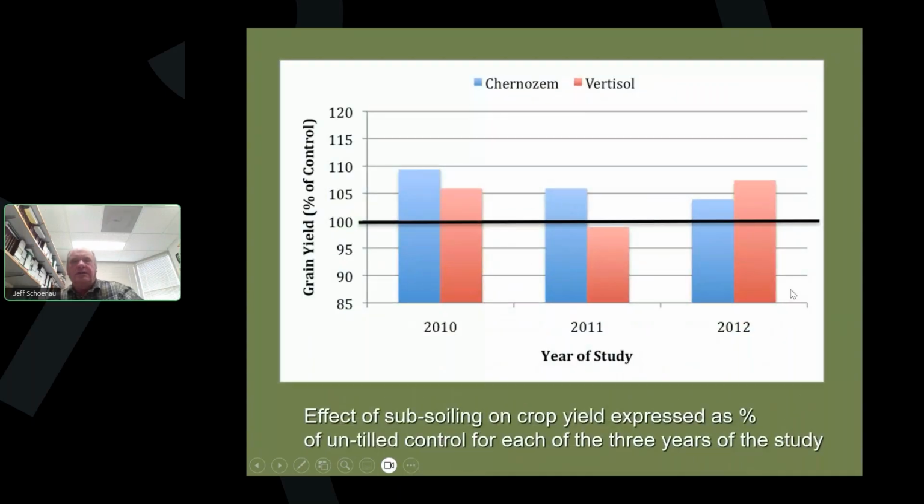And finally, summarizing this study in terms of the grain yield differences that we saw over the 3 years of the study on that Chernozem and the Vertisol, overall, on average, about maybe 5% yield increase over the unsubsoiled control over those 3 years. So not a huge yield increase. And, you know, some years, like in that Vertisol in particular, we didn't really see any grain yield benefit.